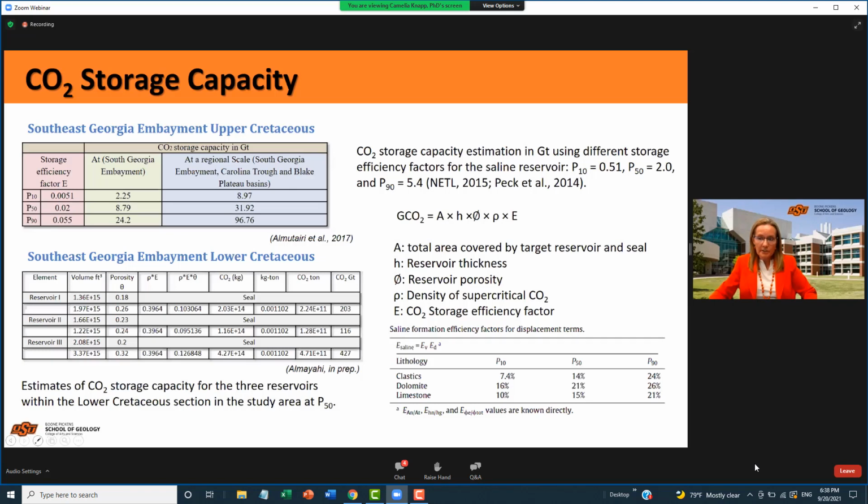Here for prediction of CO2 storage capacity, we used the 2008 DOE equation used to estimate the same reservoir storage capacity, and that's the equation we used. Based on the porosities, reservoir thickness, and the density of supercritical CO2 from the literature, and here the CO2 storage efficiency factor is usually the wild card, unless you really have core data to do the analysis on. You kind of have to take that from the literature based on the types of rocks you have, and it varies from this P10 to P90. So basically, the CO2 storage efficiency factor reflects a fraction of the total pore volume that is filled with CO2.